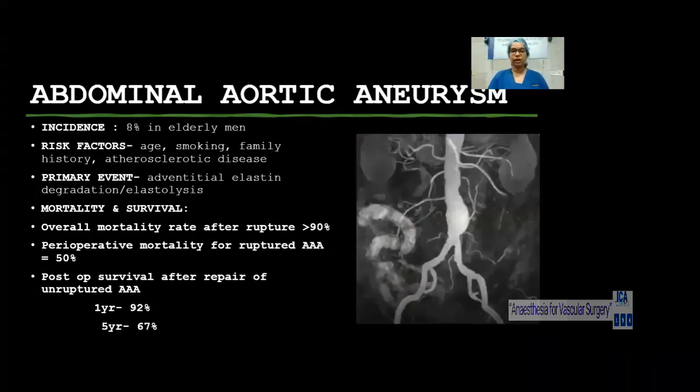The incidence of abdominal aortic aneurysm is 8% in elderly men. The risk factors include age, smoking, family history, and atherosclerotic diseases. The primary event in pathogenesis is adventitial elastin degradation, or elastolysis. The overall mortality rate after rupture of an abdominal aortic aneurysm is more than 90%. The perioperative mortality for ruptured aortic aneurysm is around 50%, and the 1 year postoperative survival after repair of an unruptured aortic aneurysm is 92%.